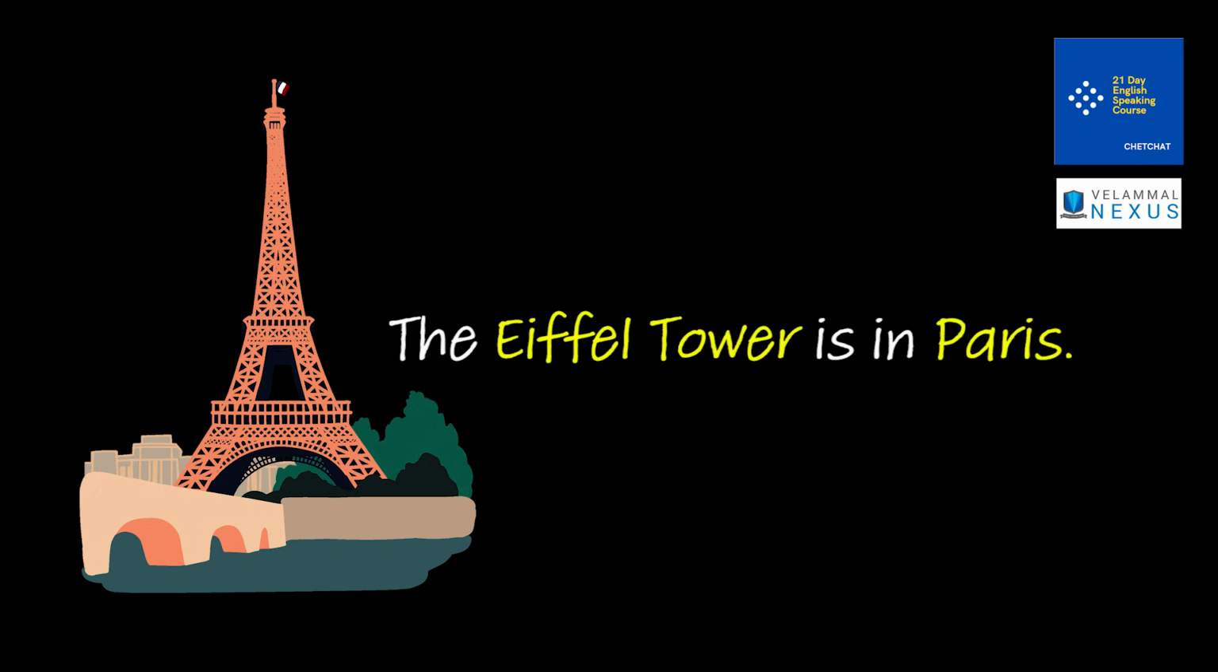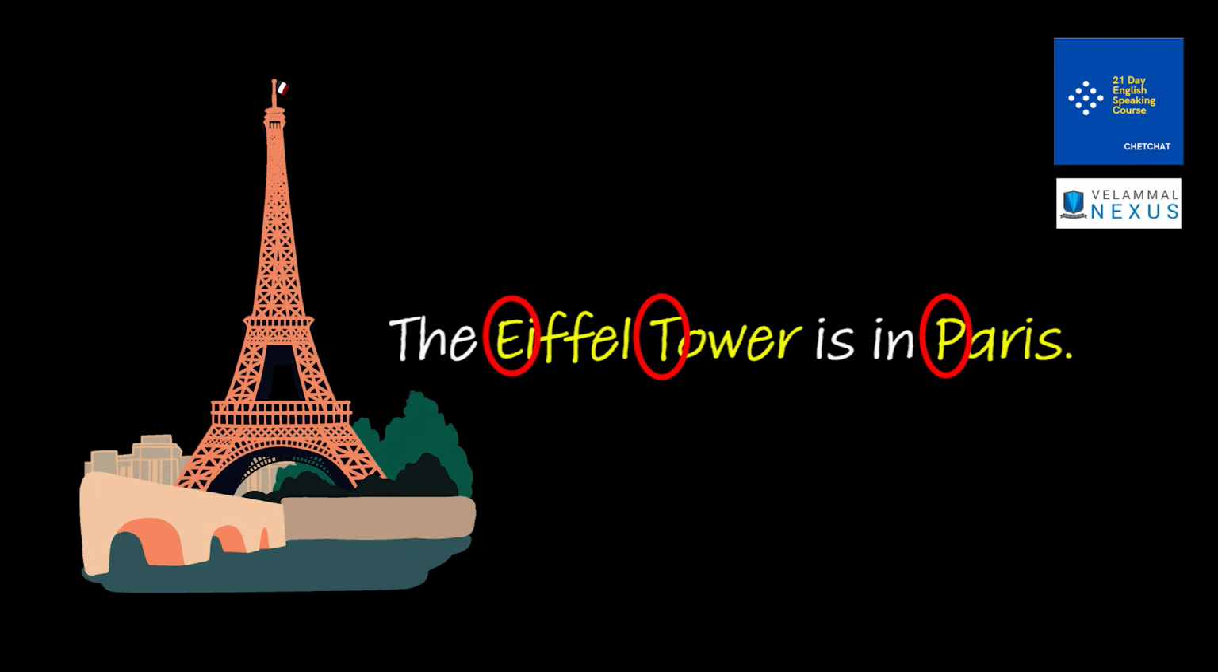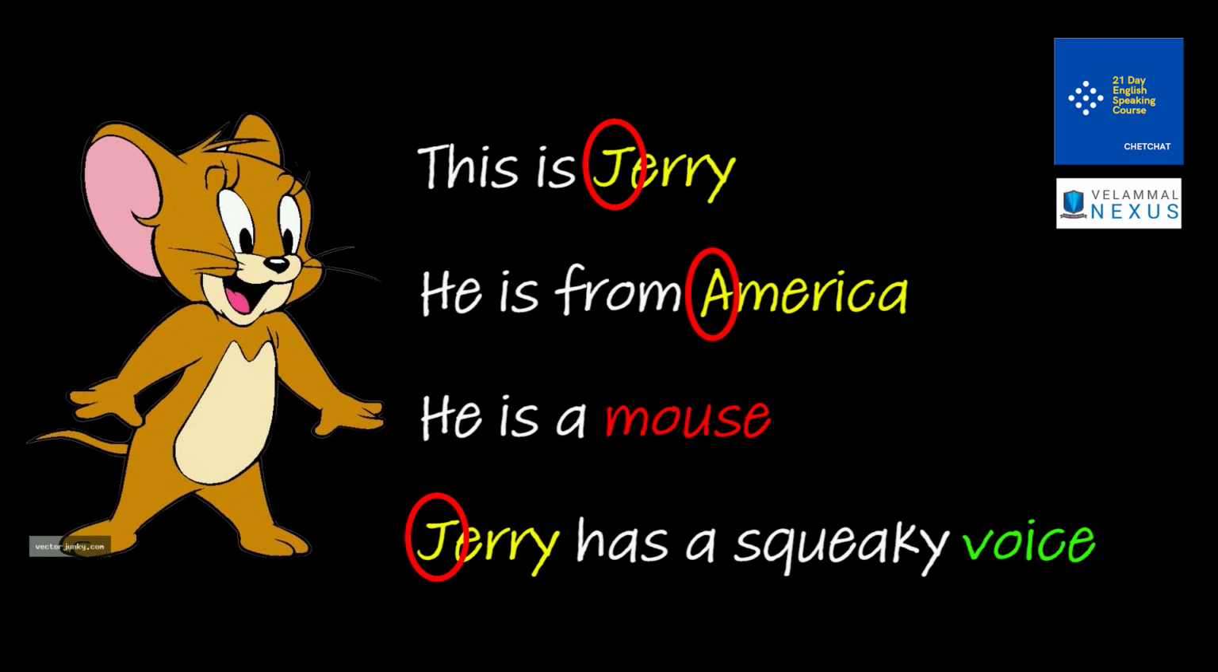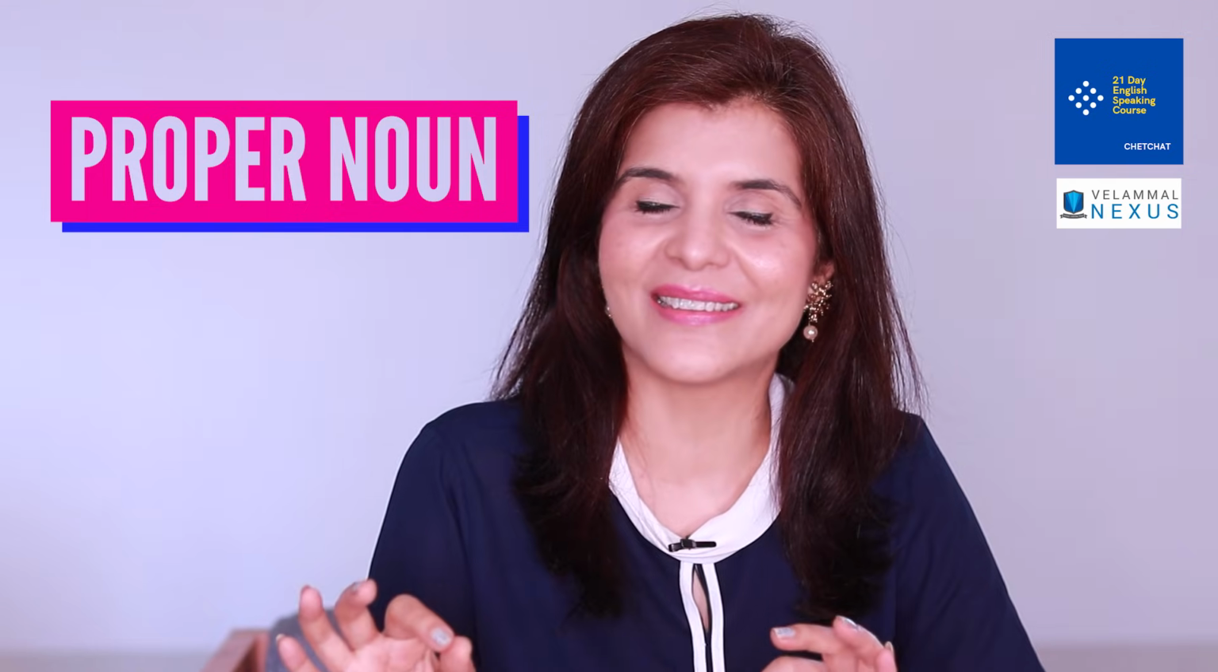Both Eiffel Tower and Paris are nouns. And hack number 3, of course, is that you can always use that I spy technique that we tried at the beginning of the video. Now notice the Eiffel Tower and Paris and America and Jerry were all written with capital letters. These are called proper nouns.